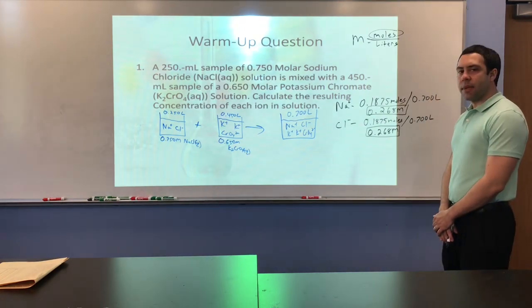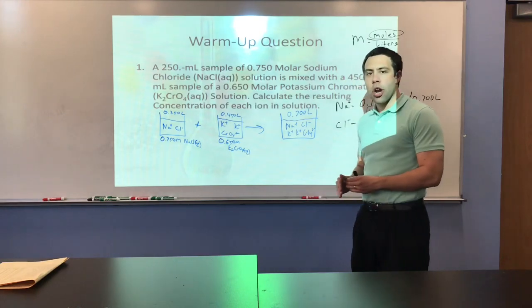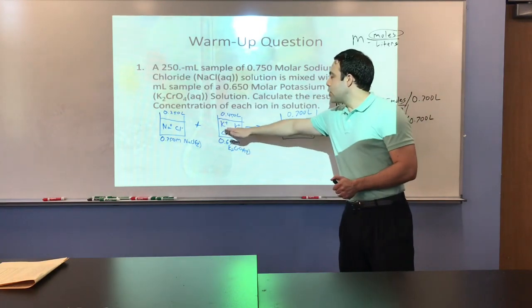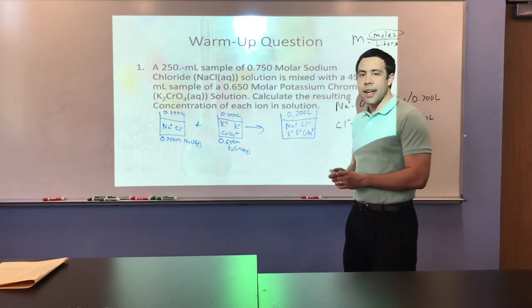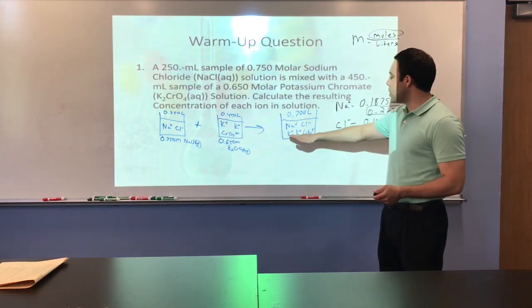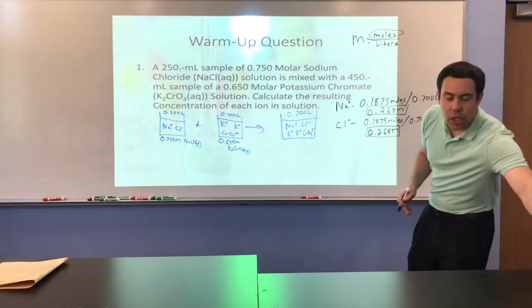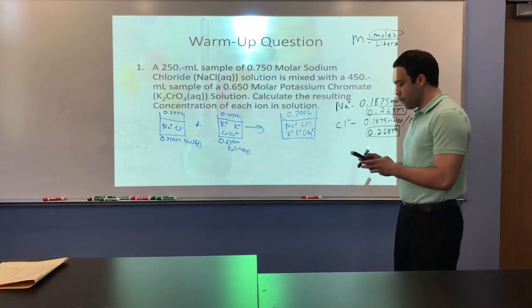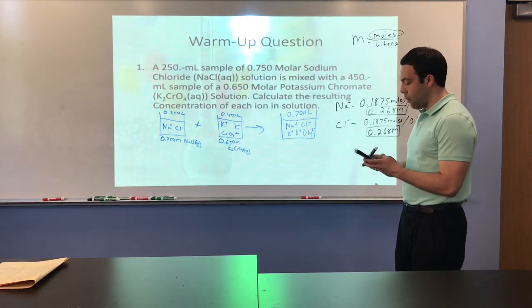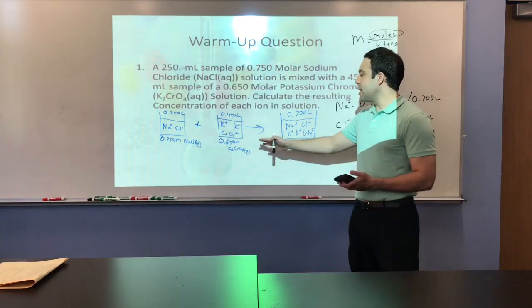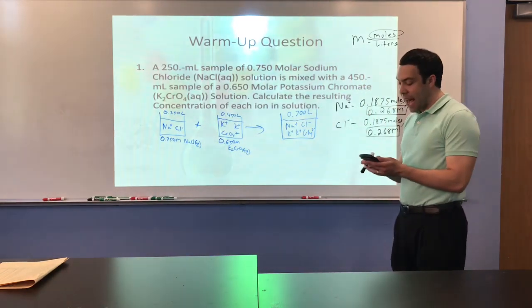For potassium, it's a little bit different. When potassium chromate dissolves in water and dissociates, you get 2 moles of potassium for every 1 mole of potassium chromate dissolved. So in the resulting solution, we have 2 potassiums. So when we do our formula where we multiply 0.650 times 0.450, we have to double this answer because we have double the amount of potassiums.